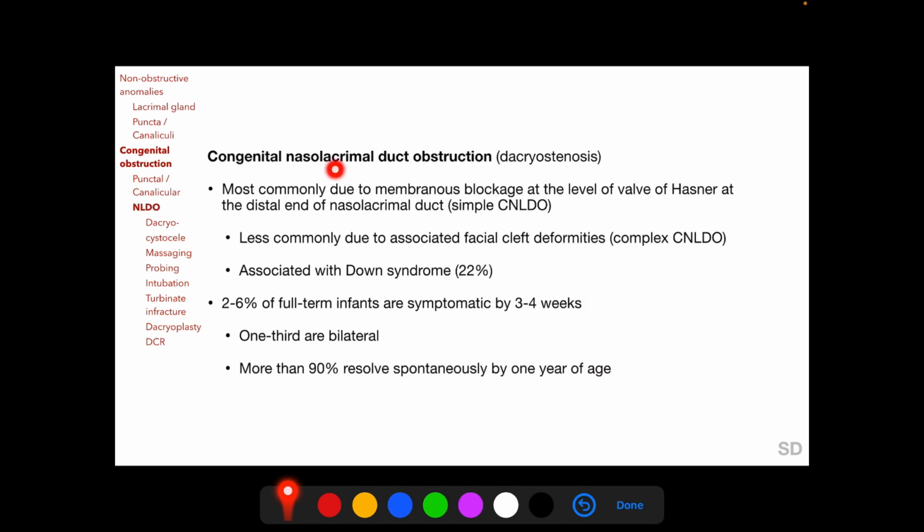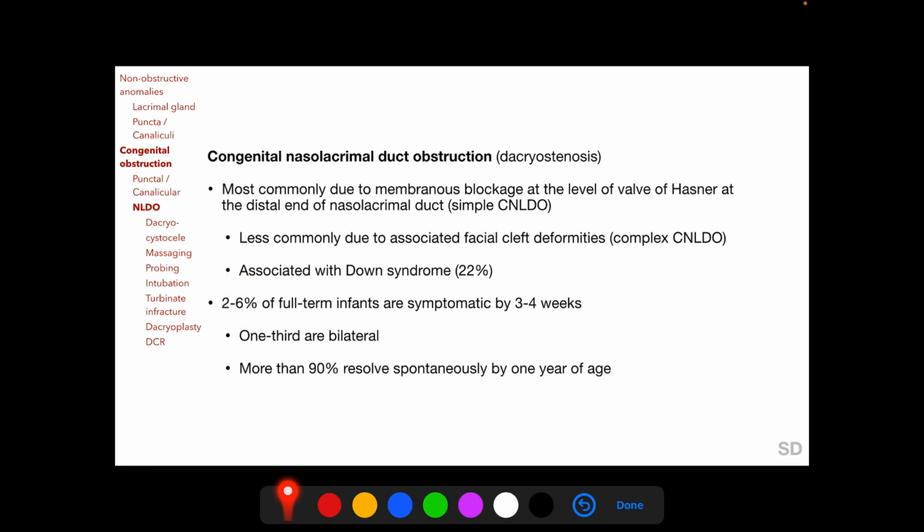Congenital nasolacrimal duct obstruction, also called CNLDO, is most commonly due to a membranous blockage at the level of the valve of Hasner at the distal end of the nasolacrimal duct, when it is called a simple CNLDO. Less commonly, CNLDO is associated with facial cleft deformities, when it is called a complex CNLDO. It has been found that 22% of Down syndrome patients also have CNLDO.